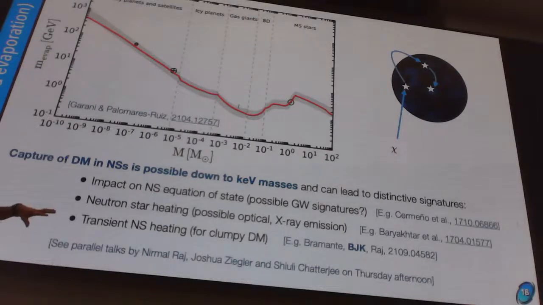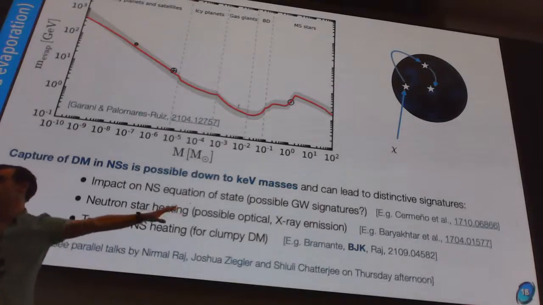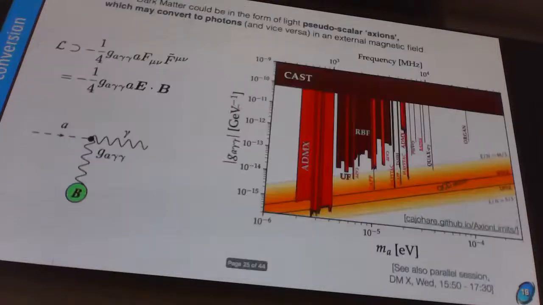Neutron stars, on the other hand, because they're so dense, can keep things captured down to keV masses. I think there are a few talks on Thursday afternoon talking about this kind of capture process and related things. So I'll move on from that.